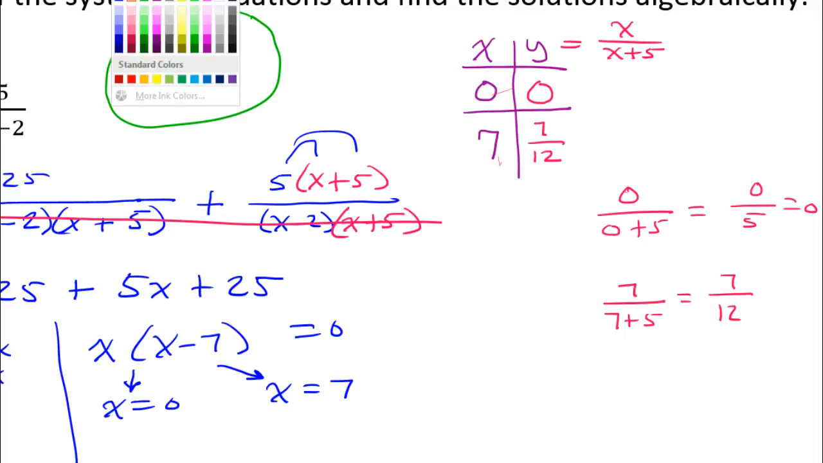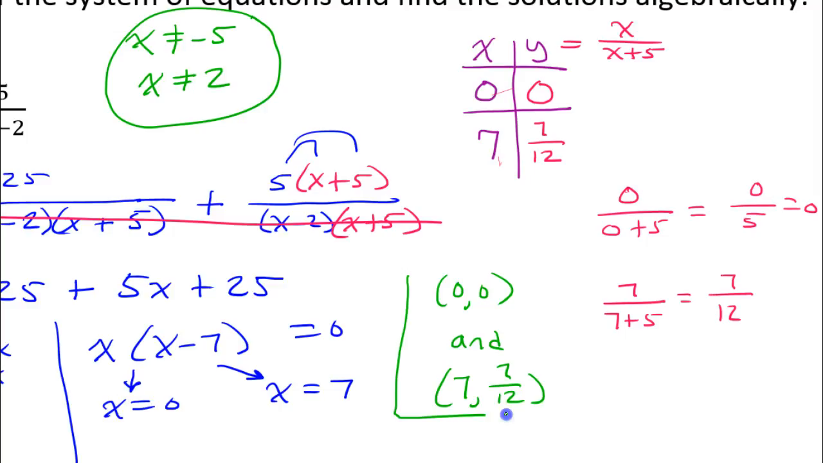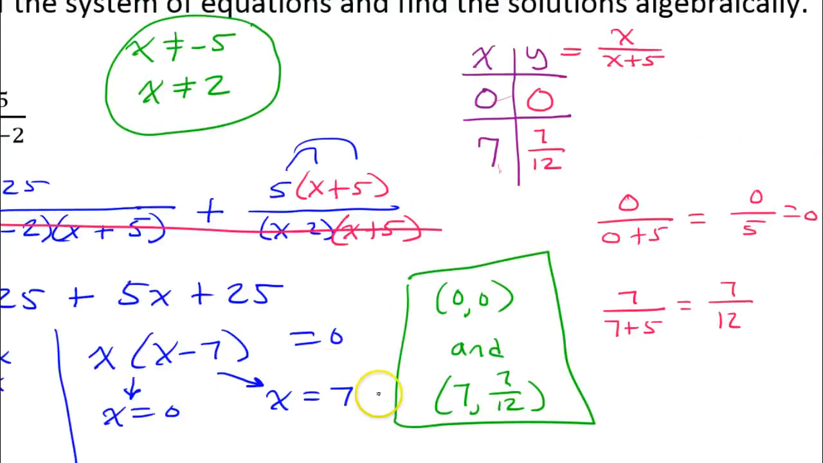So my final answers are 0 comma 0 and 7 comma 7 twelfths. So these are my final answers. So it's not just 0 and 7, it's 0 comma 0 and 7 comma 7 twelfths. Phew, that was close.